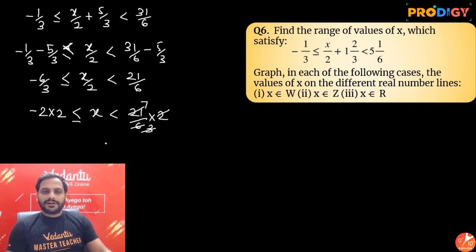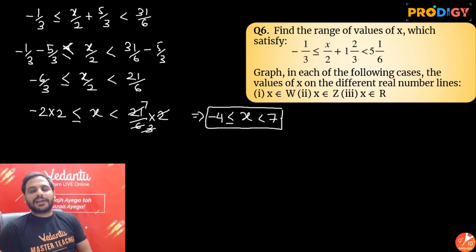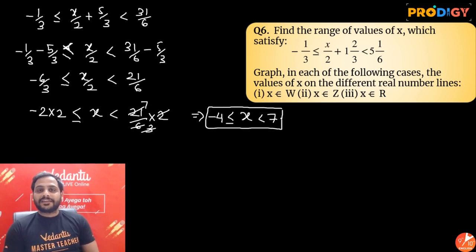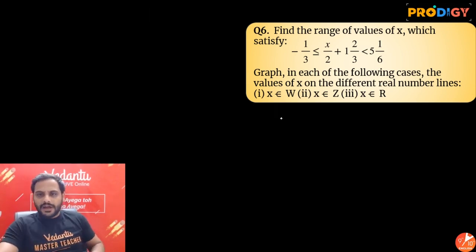So the final value beta we have got is that x belongs to, minus 2 into 2 is minus 4. So x is greater than or equal to minus 4 but less than 7. x is greater than or equal to minus 4 but x is less than 7. Alright, simple inequations. Now let us represent these on 3 different number lines.